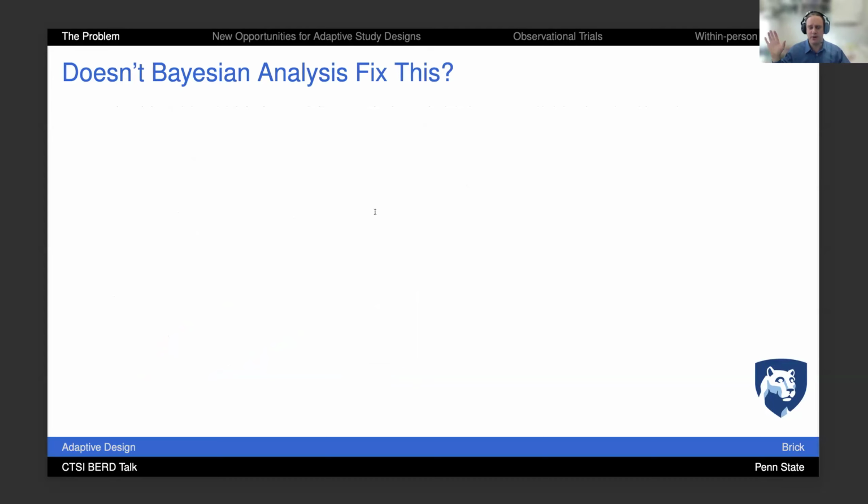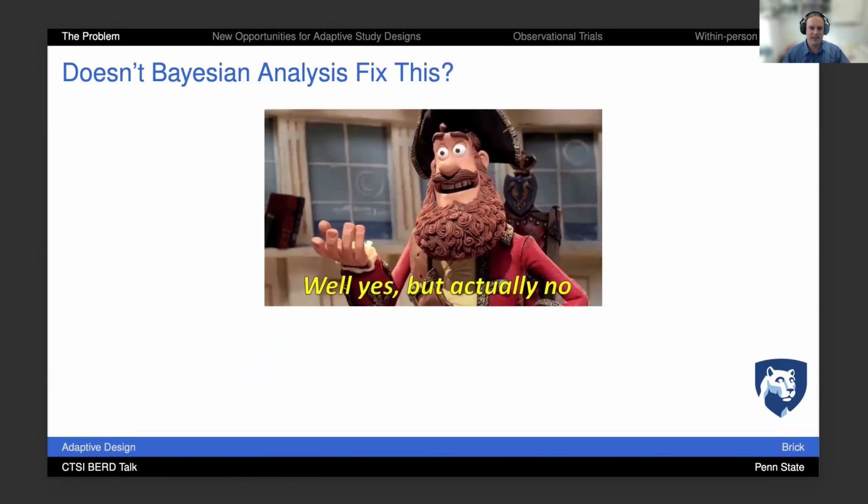I'm going to try and head off a question that almost every time I talk about this gets asked, which is, doesn't Bayesian analysis fix this? If we don't do p-value testing, can we get around this? And yeah, well, yes, but actually no.